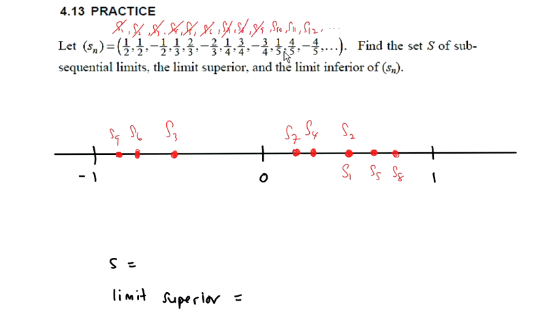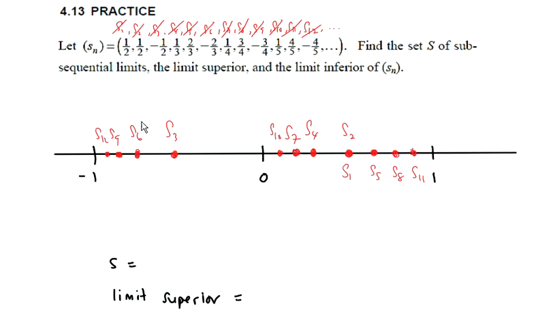Next S10 is 1/5, so this one is S10, 1/5. And then S11 is 4/5, so here. S11, 4/5. And then S12 is minus 4/5, so here again. So this is S12. Alright, now we can see the trend.